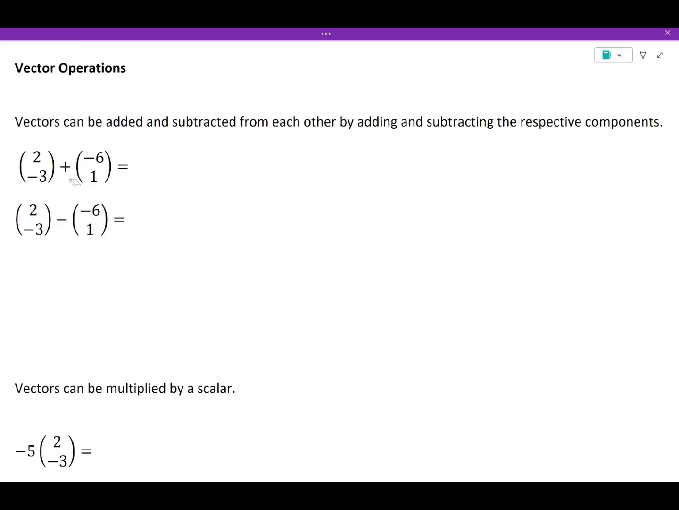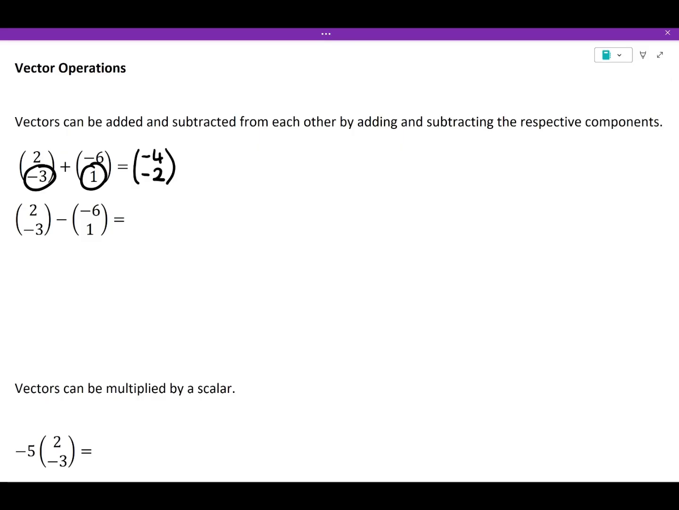Okay, so to add these two vectors together, we go to the horizontal components and add them together. So 2 plus -6, well, that's going to be subtraction. 2 subtract 6 is -4. And then for our vertical components, we've got -3 plus 1. That's going to become -2. And that would be my final answer.